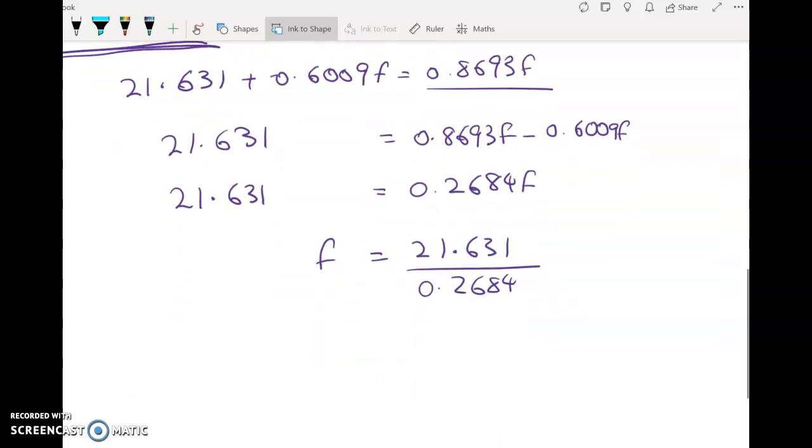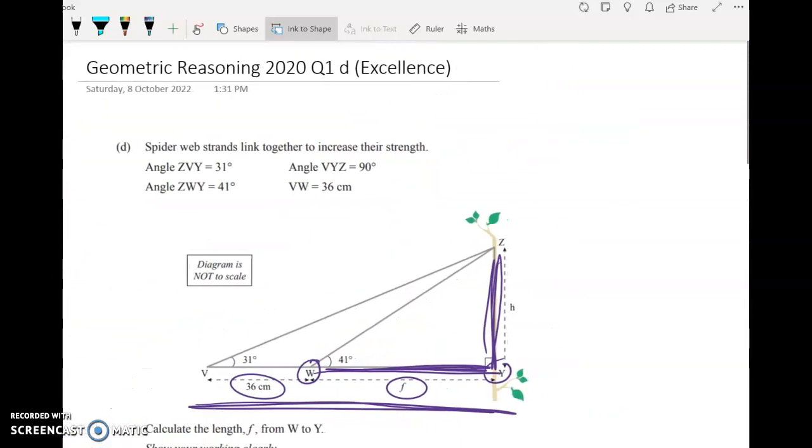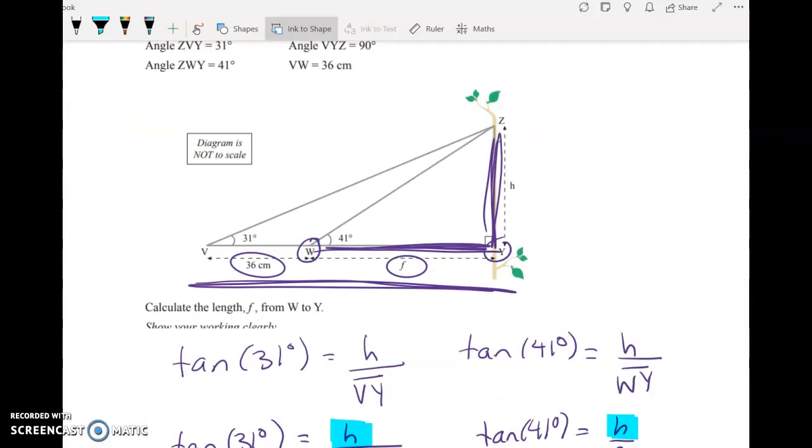Solving that for f, I get f is equal to 21.631 divided by 0.2684. That gives me f is equal to 80.585. Now I'm going to go back and check my units on that. What do we want to use? Yep, we've got centimetres here, and we just want to check what we're being asked for. All we're being asked for here is to calculate the length f from W to Y.